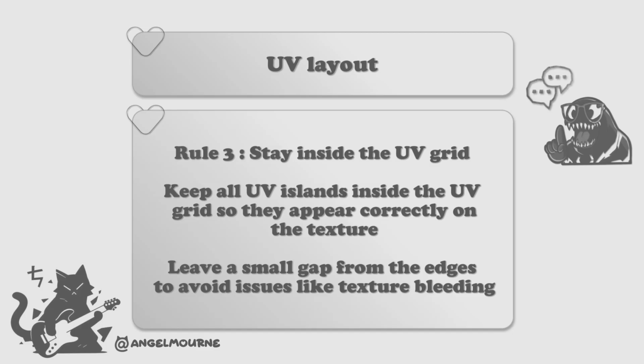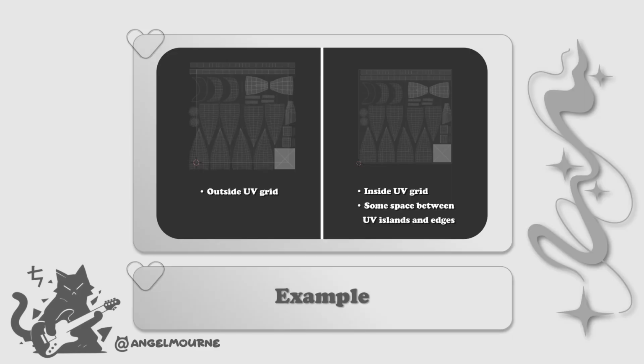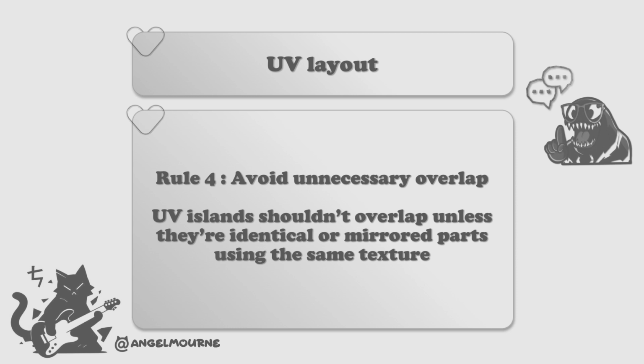Keep all UV islands inside the UV grid so they appear correctly on the texture. Leave a small gap from the edges to avoid issues like texture bleeding. Example. Rule 4. Avoid unnecessary overlap. UV islands shouldn't overlap unless they're identical or mirrored parts using the same texture.